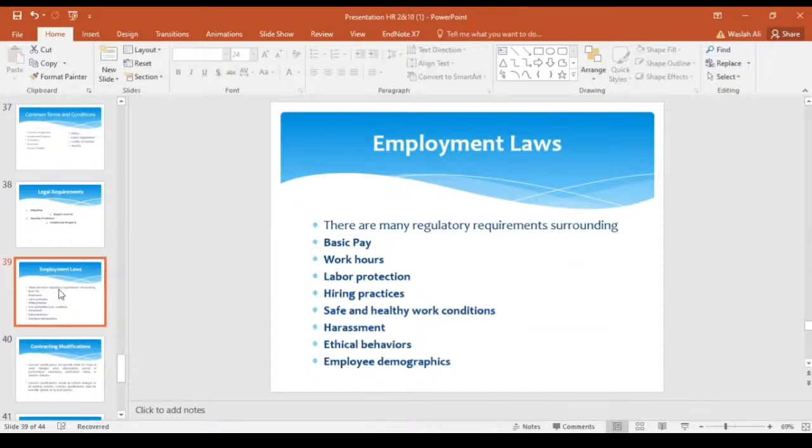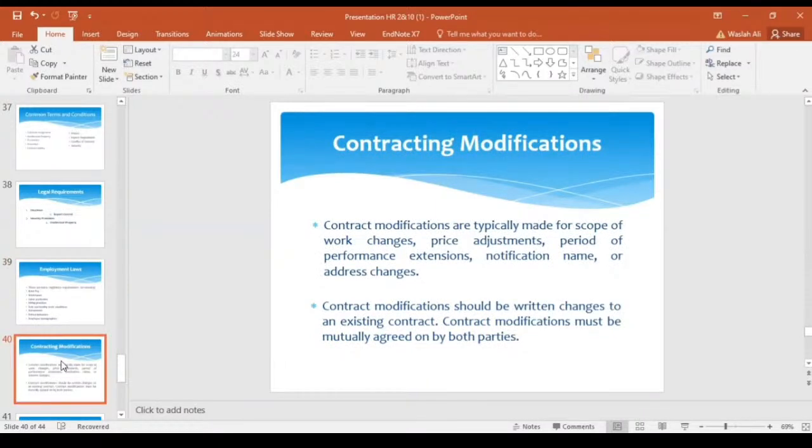Similarly, now we have contracting modifications. Contracting modifications are typically made for scope of work changes, price adjustment, period of performance extensions, notification name or address changes. So there are some modifications which are to be made during any project, which refer to work changes, price adjustment, or any extension in the project, and they are listed in contract modifications.